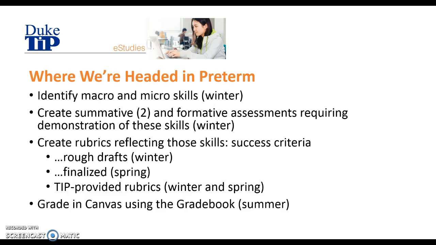We're doing that last step of success criteria because we figure by the spring, after you've done some rough drafts of what you think that your rubrics will be, you can really finalize them. And in the meantime, we're going to be building some rubrics for you that you can totally reuse and repurpose throughout the winter and spring. And then finally, you're going to grade in Canvas using the really neat Canvas gradebook. And that's over the summer.